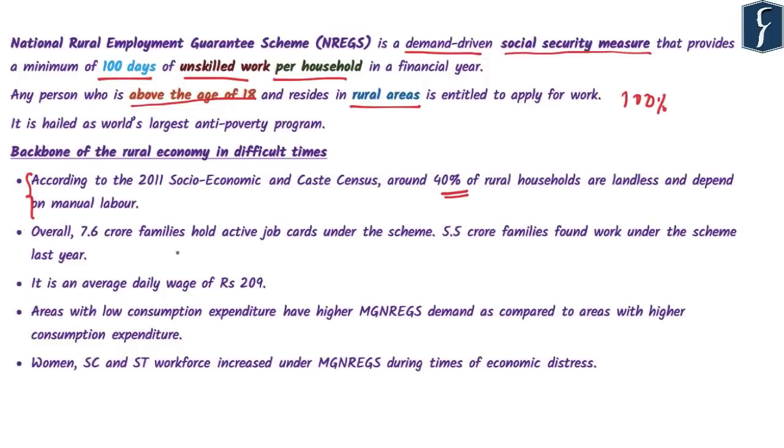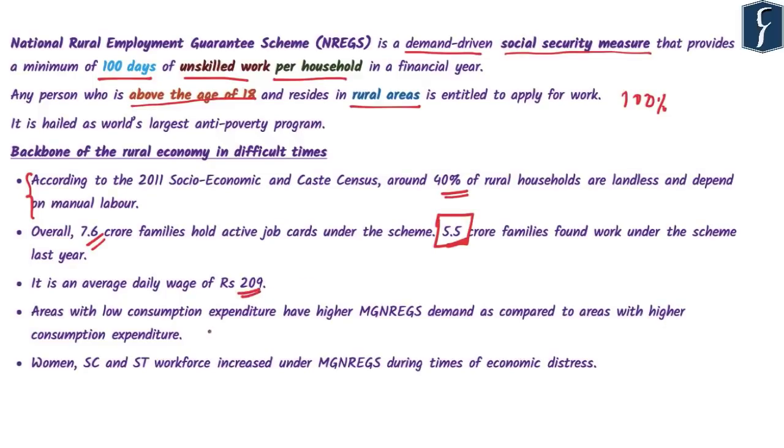As we have discussed already, there were 7.6 crore families having active job cards under the scheme and 5.5 crore families were seeking work under the scheme. And this is a huge number. This scheme is catering to the employment generation of a large number of people. On an average, the daily wage has gone up substantially from the time this scheme was introduced. Present average daily wage is rupees 209.